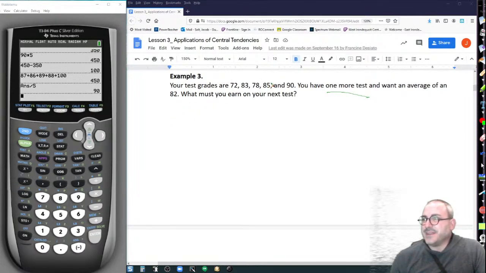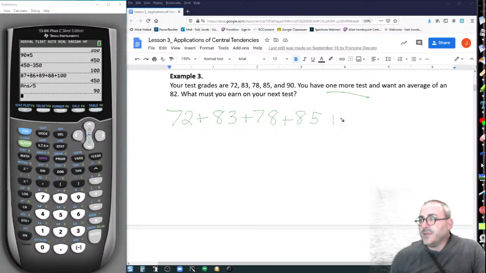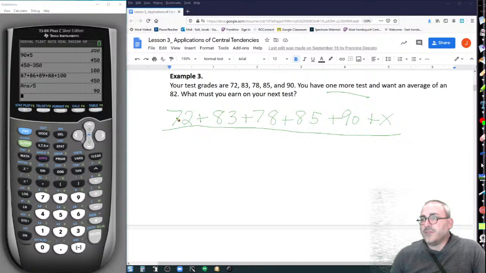So got these test grades, and there's one more test, and I want an average of 82. Actually, the setup here is just like we've been doing. I'm going to have to take 72 plus 83 plus 78 plus 85 plus 90. Well, I guess the difference is it's longer. I had to write a whole lot more this time. And I have to divide all these by what? How many are there? There's 1, 2, 3, 4, 5, 6 values this time. I'm dividing by 6 this time.